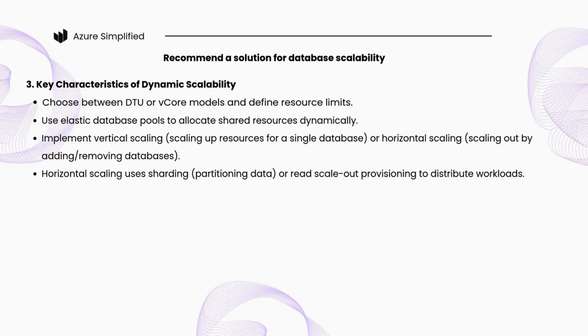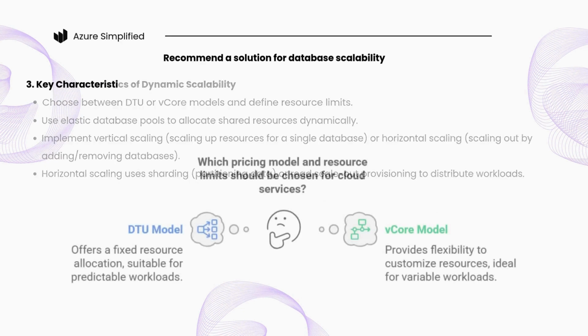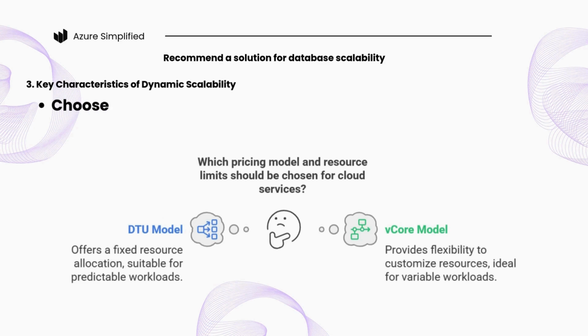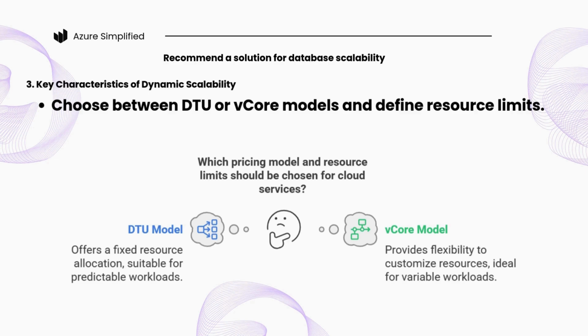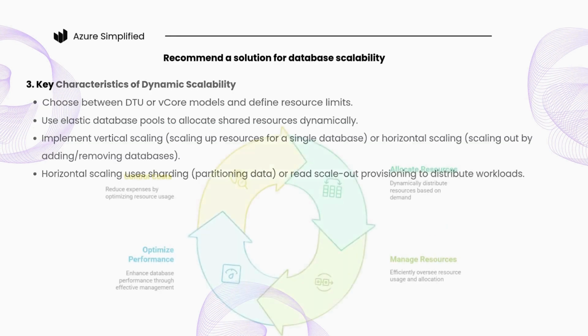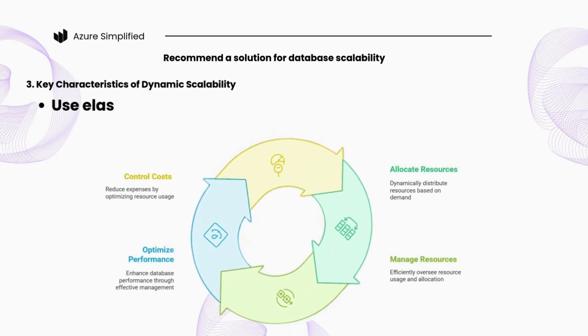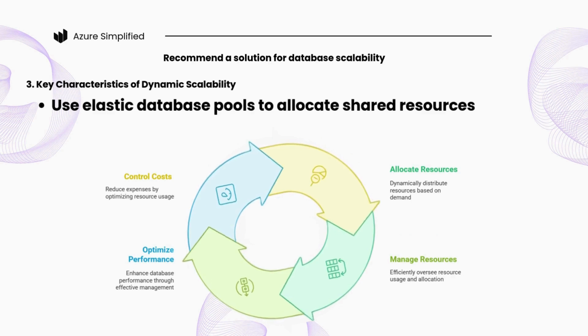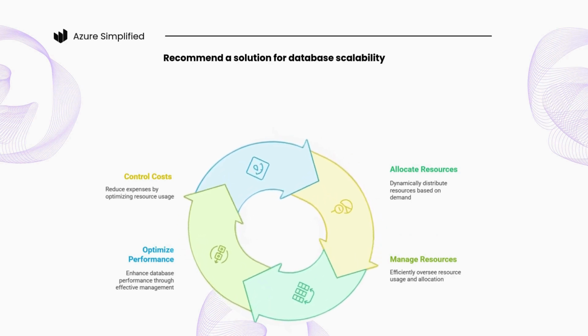3. Key characteristics of dynamic scalability. Choose DTU or vCore models, and define the maximum amount of resources to assign to each database with a single database implementation. Use elastic database pools, and purchase resources for the group, and set minimum and maximum resource limits for the databases within the pool.